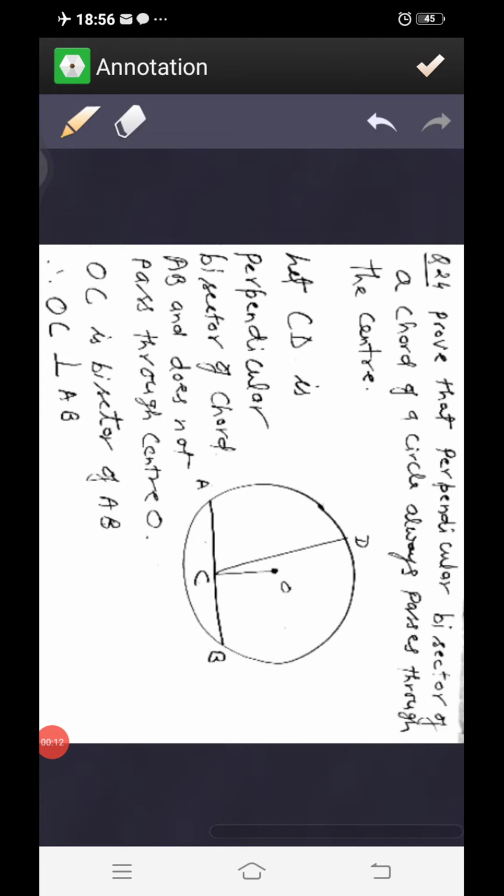Let us take question number 24. Prove that the perpendicular bisector of a chord of a circle always passes through the center. So here we have drawn this circle. You can see that, and this chord AB is drawn. We have drawn here the perpendicular bisector CD.